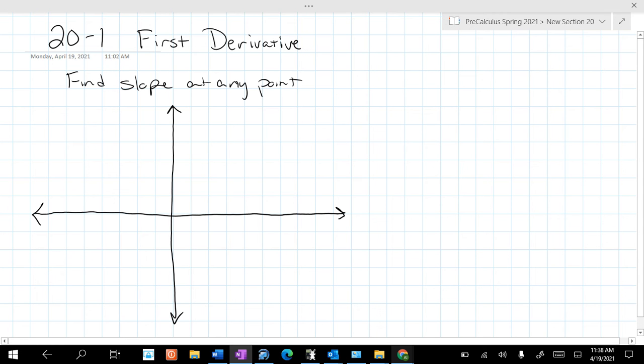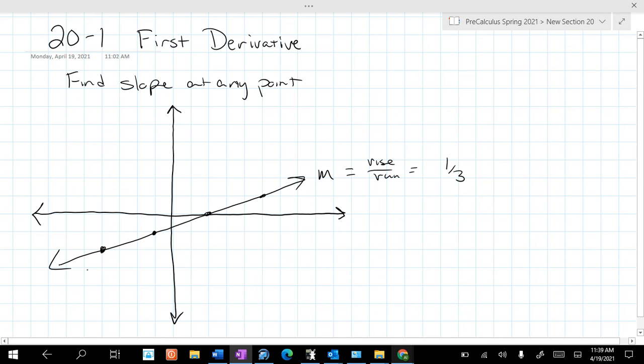So you're able to find slope at any point. Now, the slope of a line like this is super easy to find. You just go up and over. The slope of the black line equals the rise over the run, which is equal to 1/3. That's pretty easy, right?